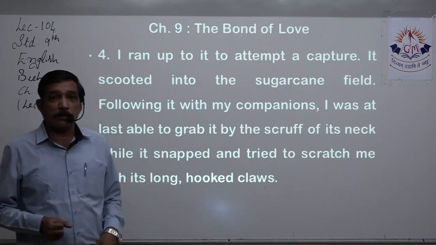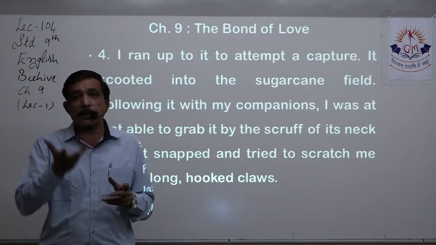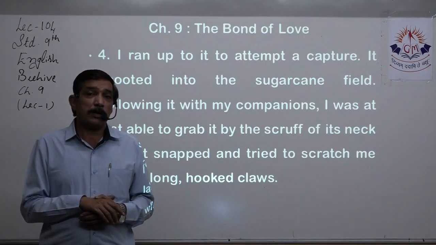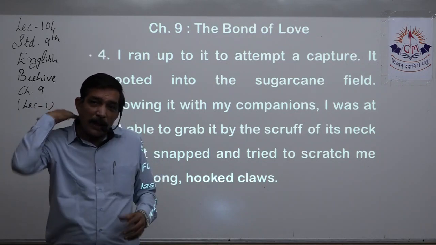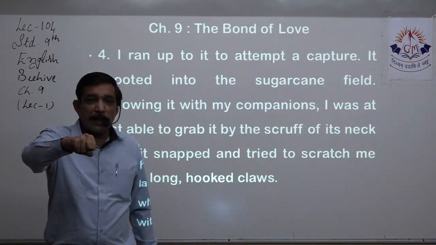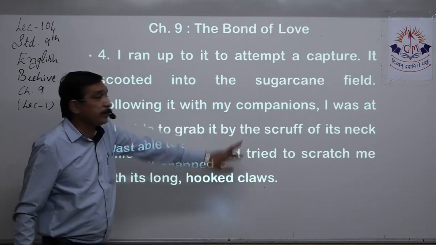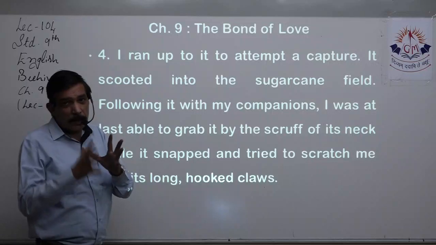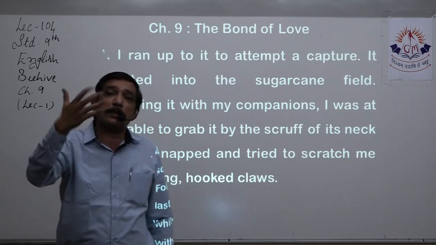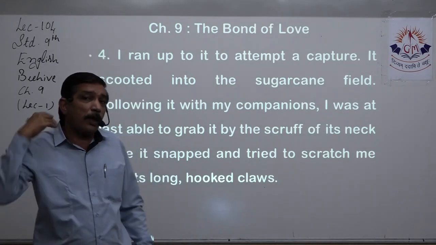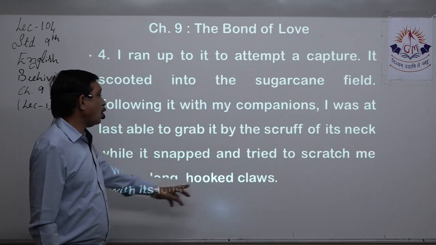Now how to catch it, because it has quite sharp nails and paws with which it is going to defend itself, and plus it has teeth, right? So it doesn't allow you to catch it, so you have to catch it by the scruff. What is the scruff? It has lots of skin on the neck, where lots of hair also grows. So if you catch it like that, it becomes as if a handle is over there, an invisible handle. That means where lots of extra skin is there and there will be extra hair over it to protect it, right? So the scruff of its neck, while it snapped up and tried to scratch me with its long hooked claws.